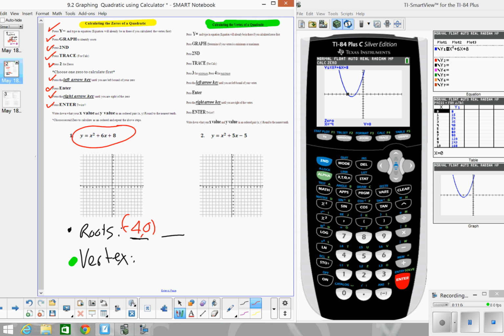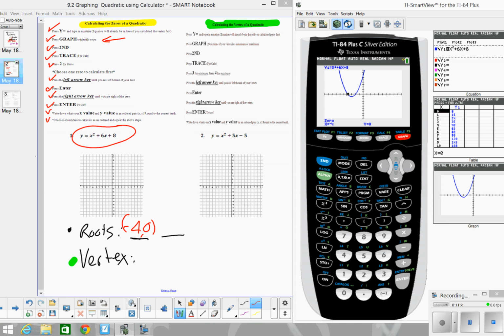But if it was a decimal, you just would want to round to the nearest tenth. Now, my last step tells me to choose the other 0 and then repeat the above steps. So really, when I repeat the above steps, I would just want to go back to the second step, because I already have my equation plugged in.